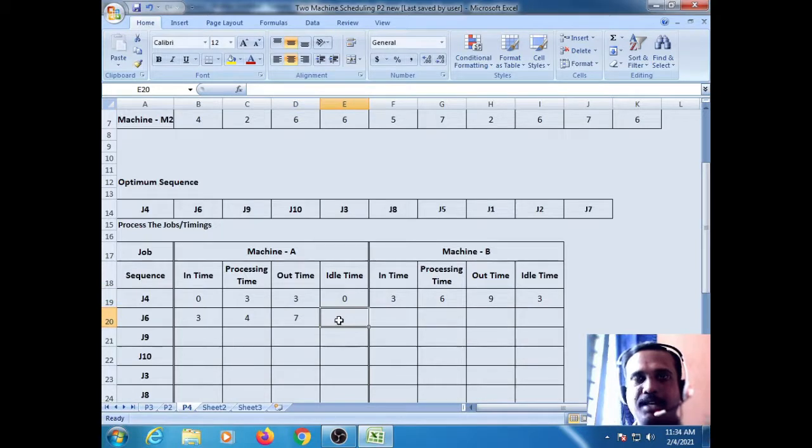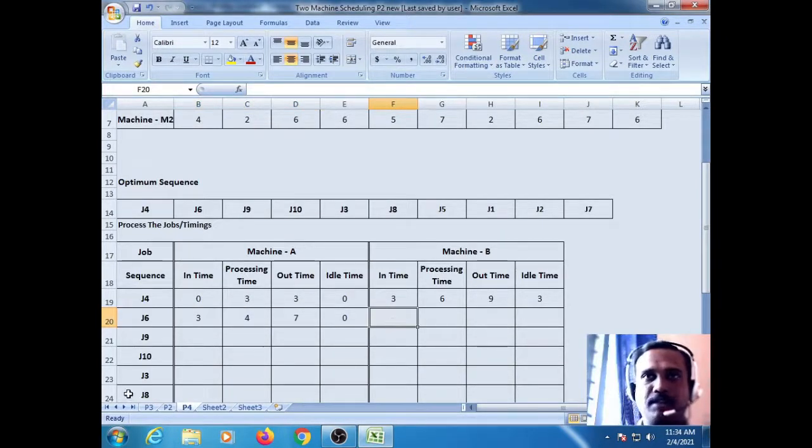Okay, immediately it started working or processing the job. So at 0 hour, that means the 0 hour is the idle time for machine A. It didn't wait for any work, so we didn't take the machine B out time. Okay, so we have taken the out time of this machine A as in time for job 6. Right. Then we process this job on machine B.